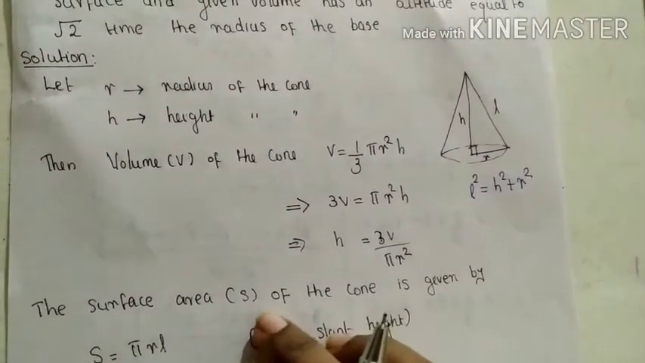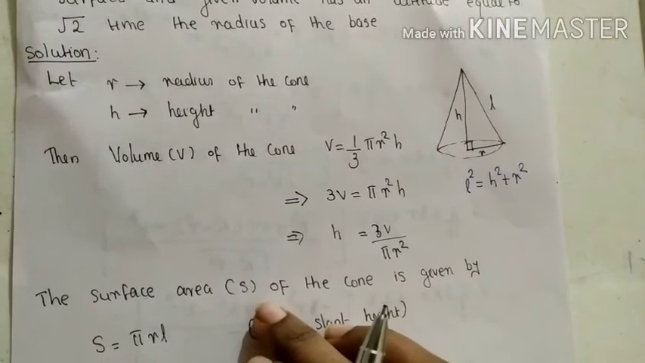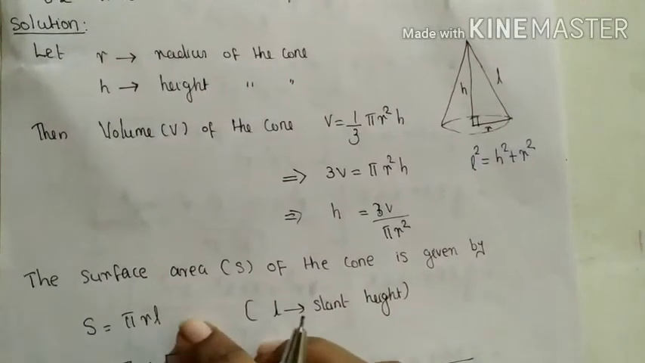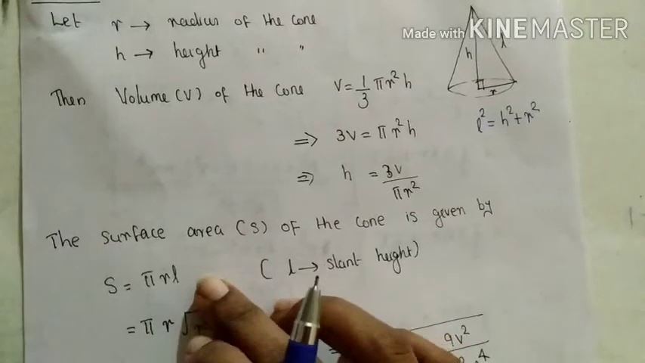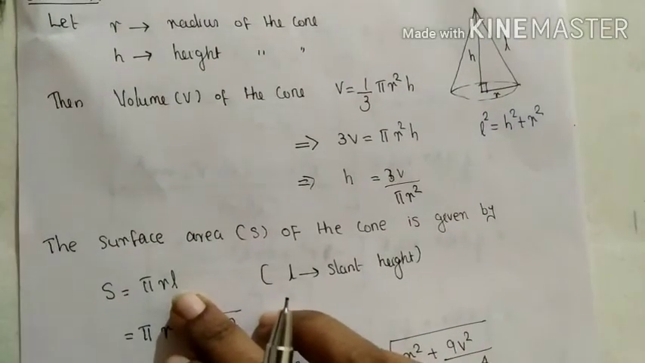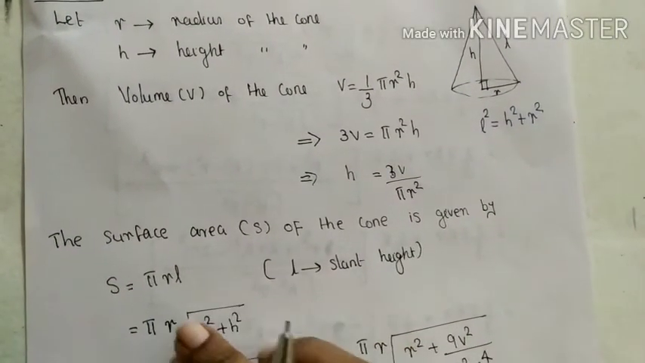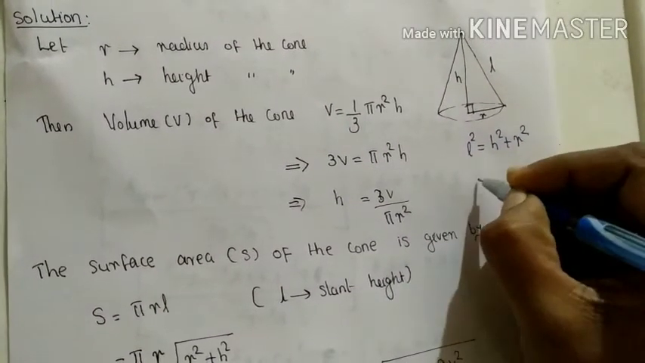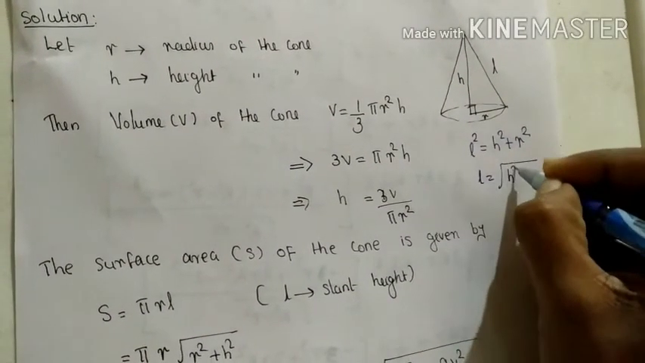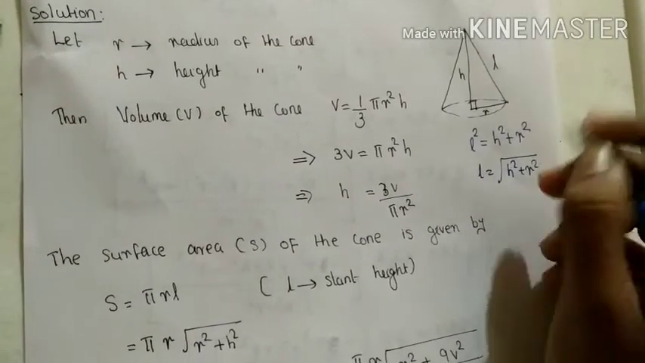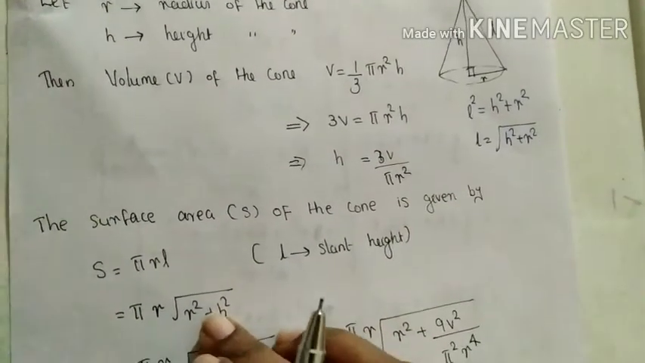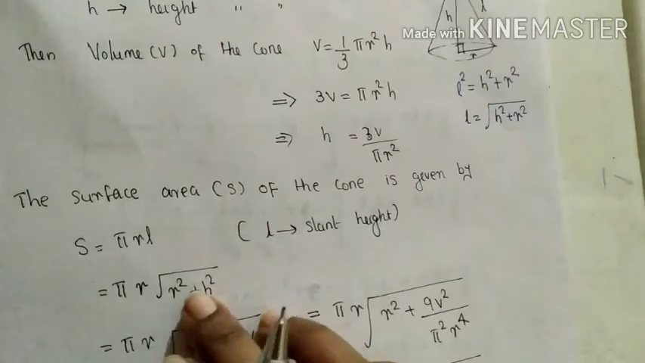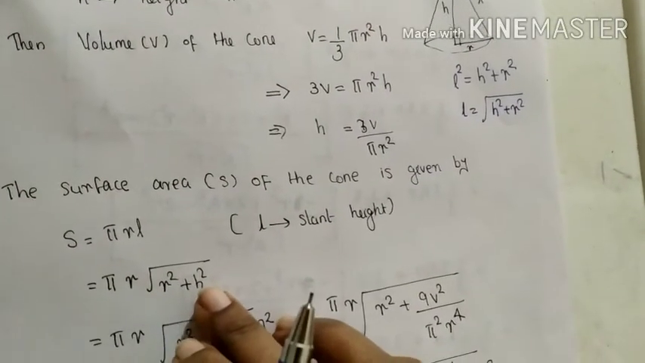so that we know that the surface area of the cone is pi RL, right? Okay, note that L is the slant height, so pi R into L. From this we get L equal to root of H square plus R square. So substituting this by this, here we get pi R into root of R square plus H square.